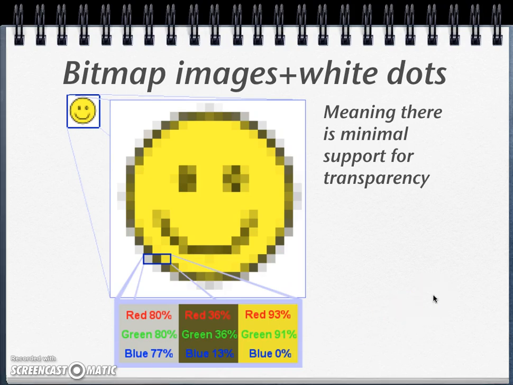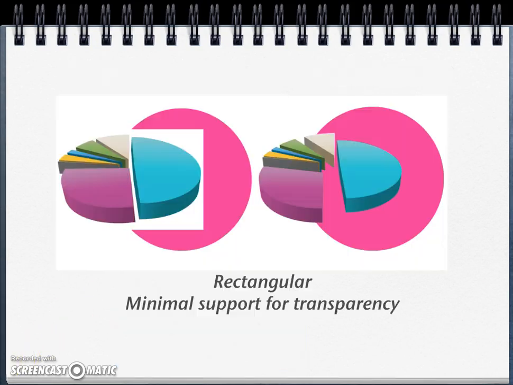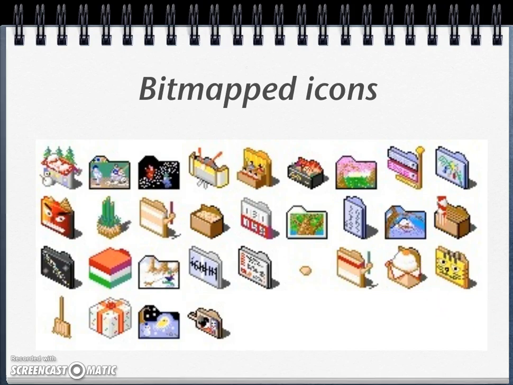Another problem with bitmap images is they actually have white dots. You maybe can't see them on a computer screen if the background's white, but there's minimal support for transparency. So for example, this is using red, green, and blue, as computers do for color, and it's also got white dots. What that means is if you took it and put it against another color, you would see a white background. Basically, bitmapped images have minimal support for transparency, but they're very popular because file sizes are small and you can do quite a few things with not very many squares, as indicated by these bitmapped icons.